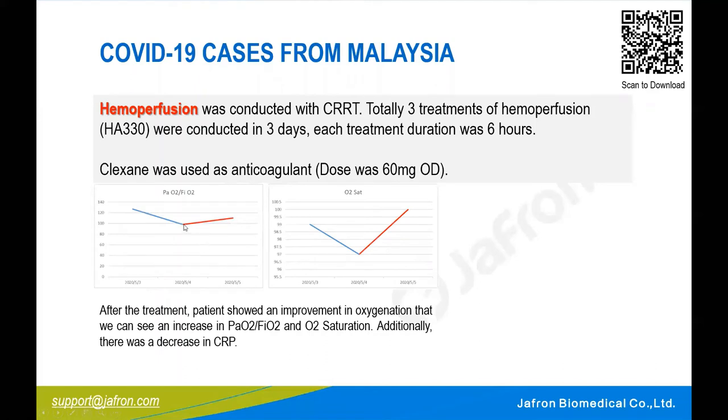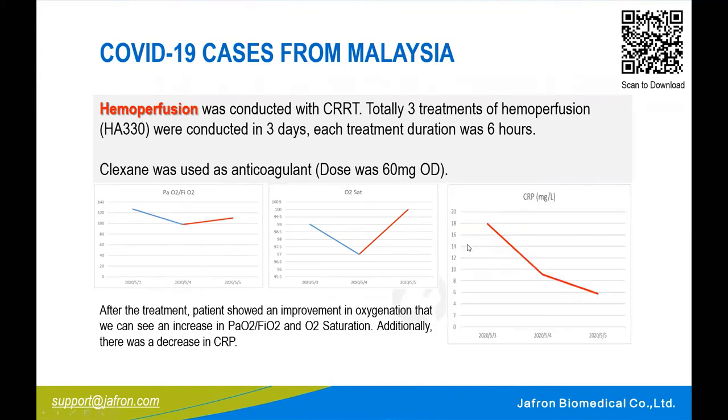So here we can see that the patient's situation was worse, and right after the hemoperfusion, there is an improvement of the oxygen. Look at the red line: there is an oxygen improvement, both in the PF ratio and also the oxygen saturation. And also there is a decrease of the CRP in this patient during the hemoperfusion combined with CRRT therapy.